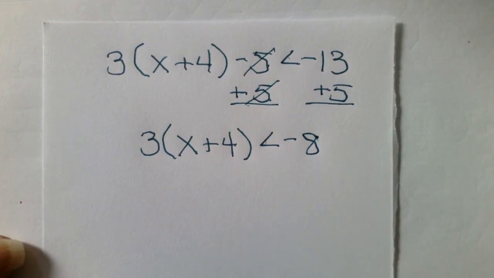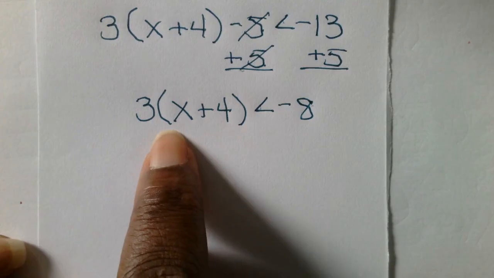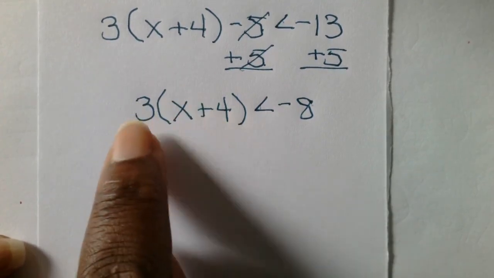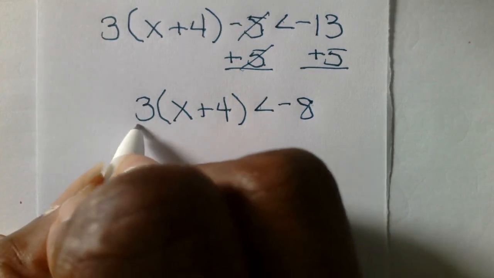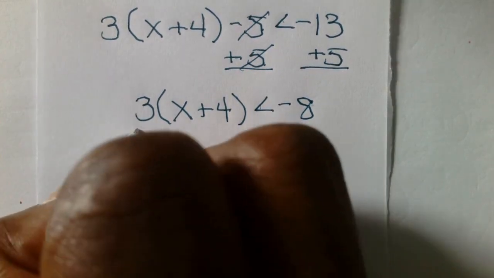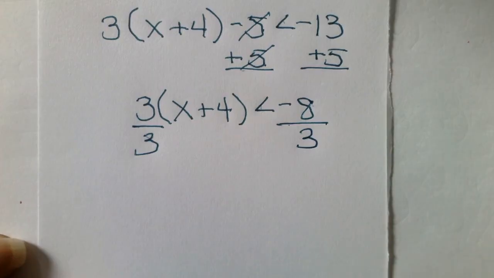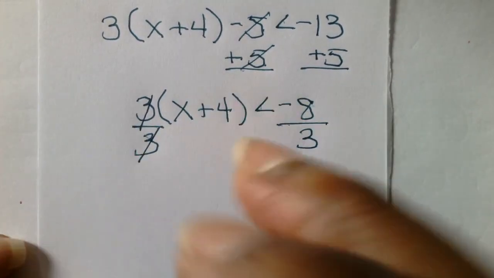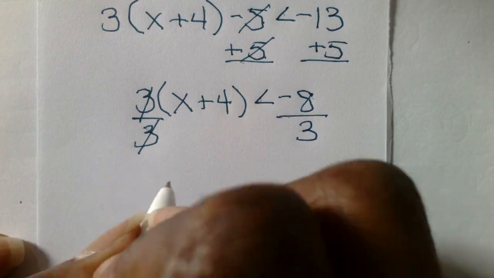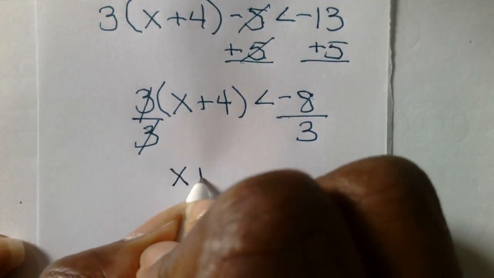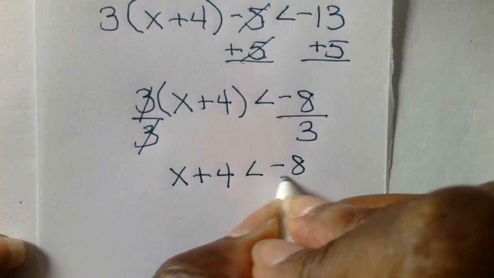Some people will say, all right, what can I do next? Well, since 3 is being multiplied to this, you could use the distributive property, but it's not really necessary. What's the inverse of multiplication? It's division. Thank you, Misty. We can divide both sides by 3. 3 divided by 3 gives me my 1, and 1 times anything is itself. So I can bring down, without the parentheses, my x plus 4, and I have less than negative 8 thirds.